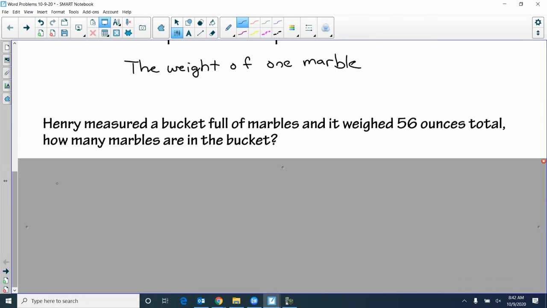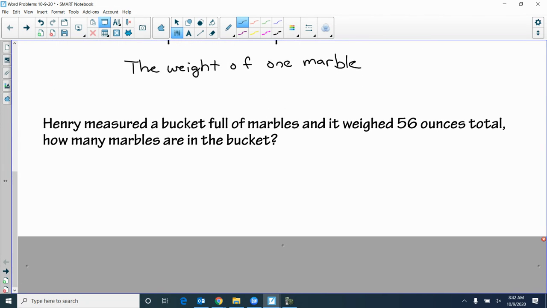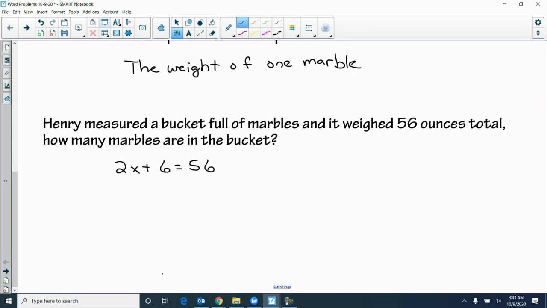Henry measured a bucket full of marbles and it weighed 56 ounces total. How many marbles are in the bucket? So what would you do from there? Exactly, show me how to set it up. So I guess you would put 2x plus 6 equals 56. All right, good. Now just stop right there and let everybody get caught up. So that's what that means. 2x plus 6, because that's the total weight of the marbles and the bucket, equals 56. Now you just go about solving that equation.